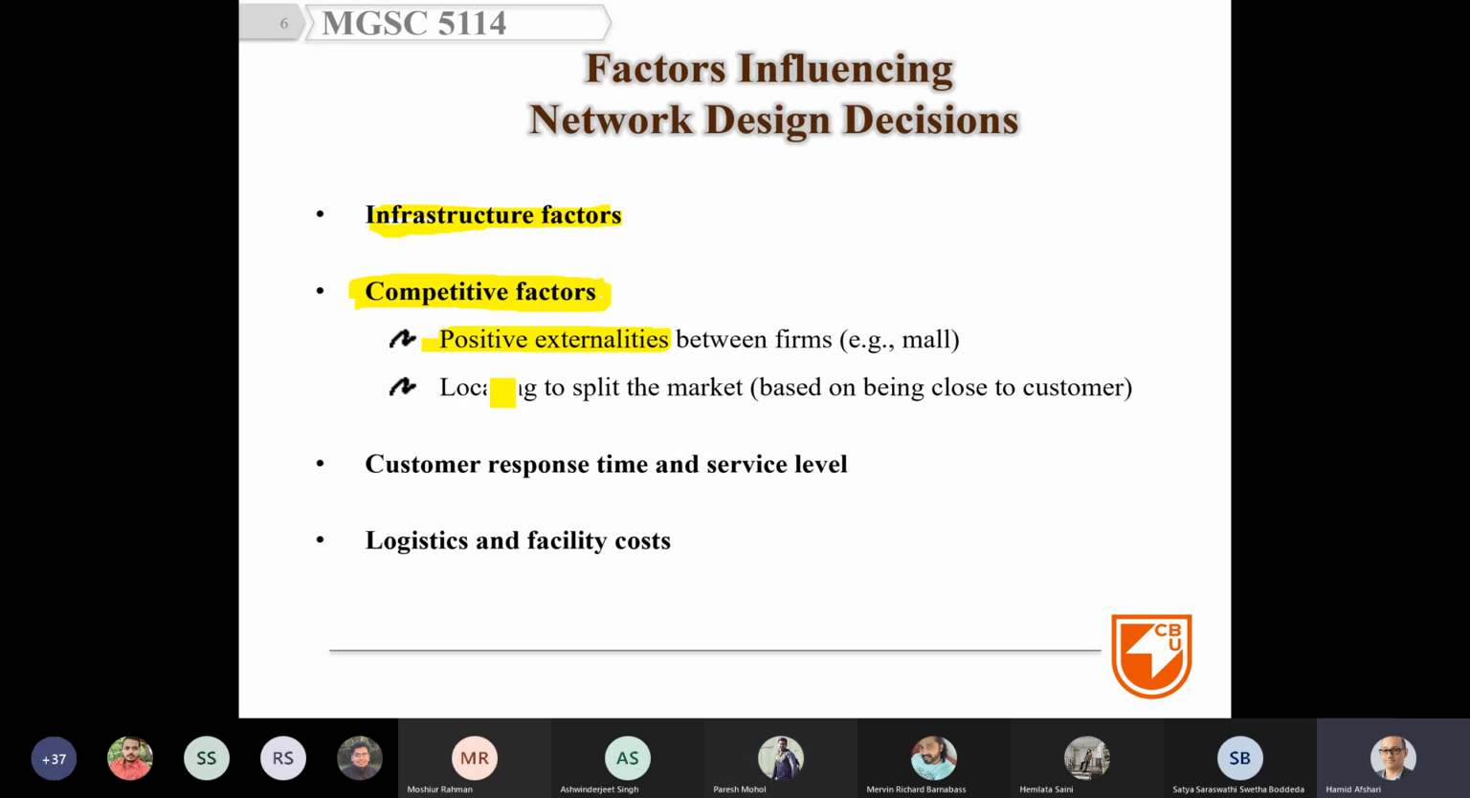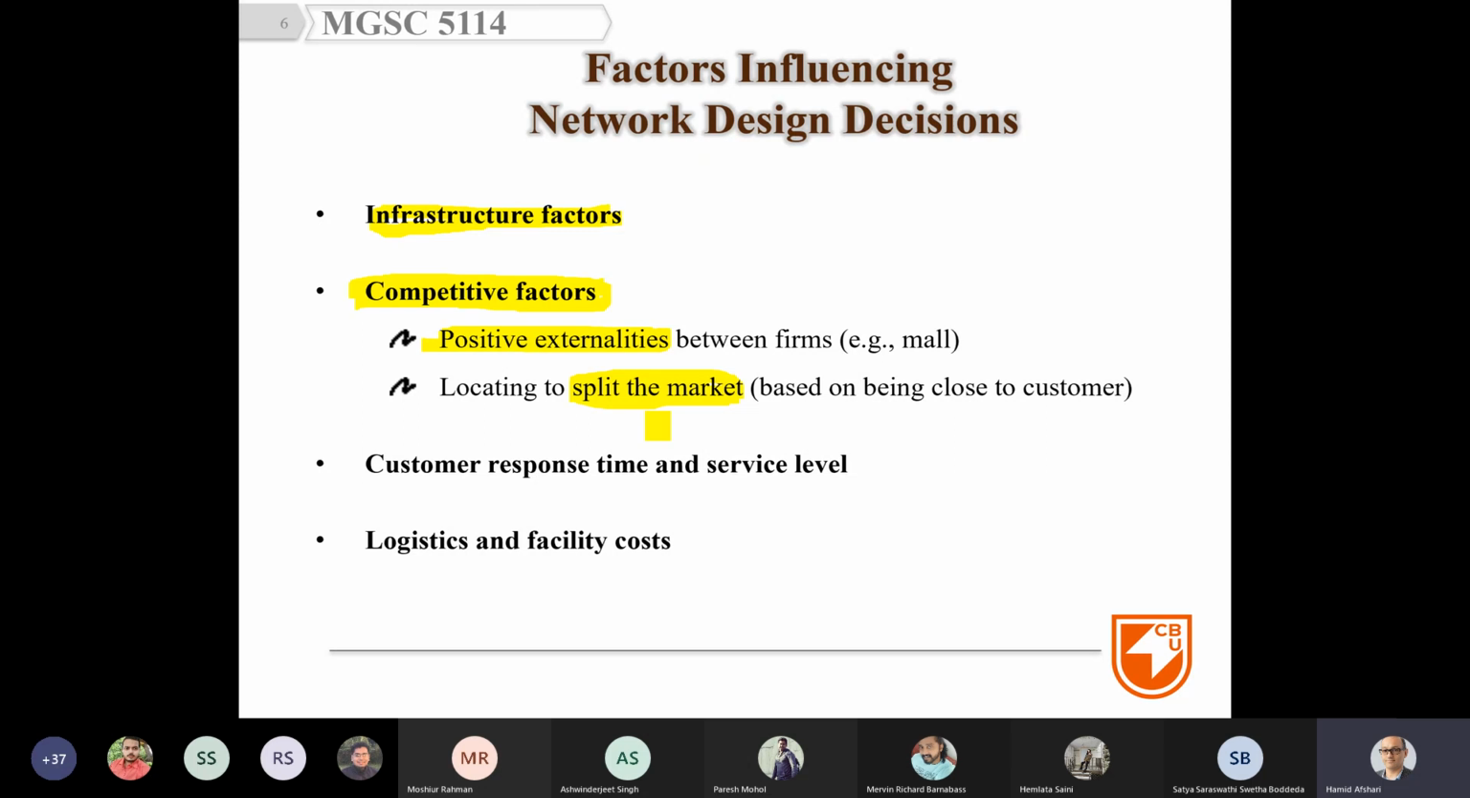Because who wants to cover the people who are living on the east side? Okay, so people who are living on the east side should travel, which makes it difficult. So when you separate the markets with your rivals, you're kind of splitting the market. Yeah, this is good when you want to gain a certain share of the market.